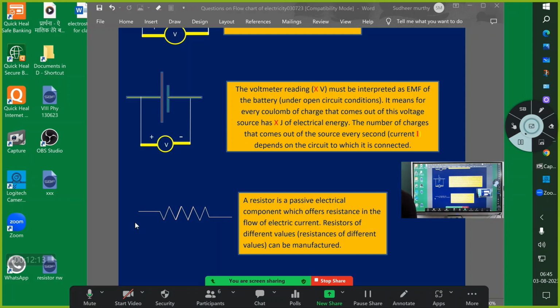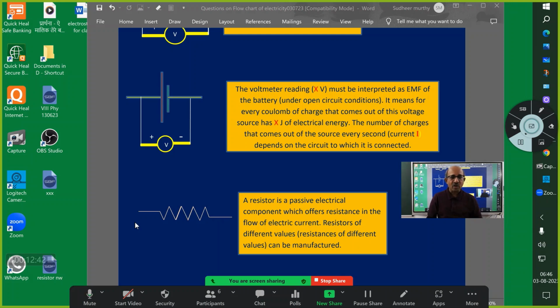I think all of you can see. And we have discussed quite a bit about the resistor, why a resistor is formed, what happens inside, etc. Now in simple terms, a resistor is a passive electrical component which offers resistance or opposition to the flow of electric current through it. Resistors of different values, 1 ohm, 2 ohm, 10 ohm, 1 mega ohm, can be manufactured. So whatever resistance you want, you can manufacture.